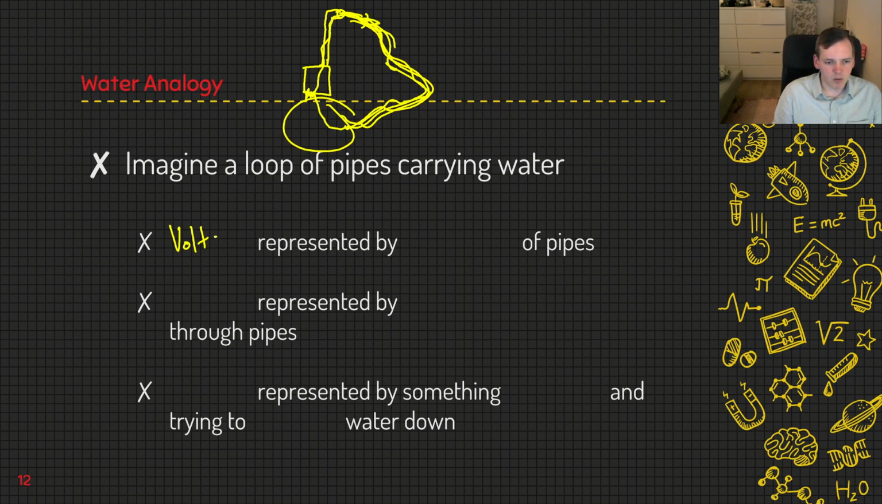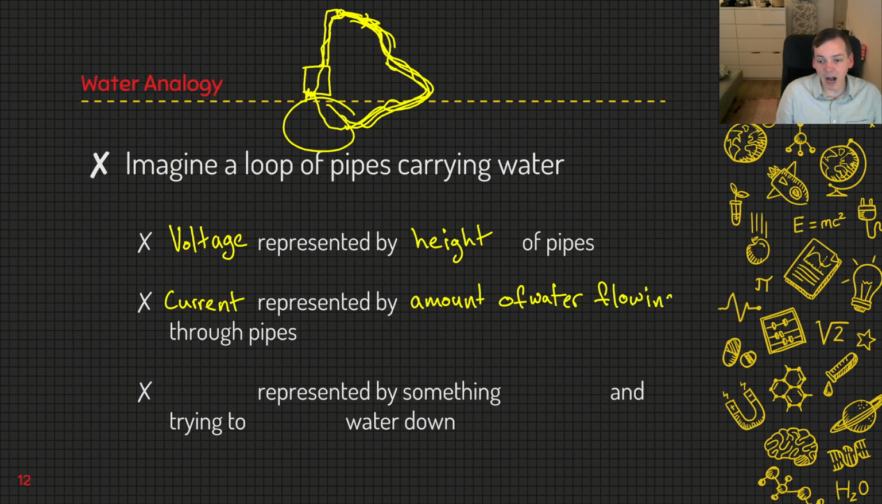In this example, the voltage would be represented by the height of the pipes, or the height of the water. Something at a high point would have a lot of voltage. Something down low would have a low voltage. The current is represented by the amount of water flowing through the pipes. That can be high current either because it's moving quickly or because it's a big pipe. We don't worry about that distinction too much for actual circuits, but it will help explain some rules that we'll talk about eventually.